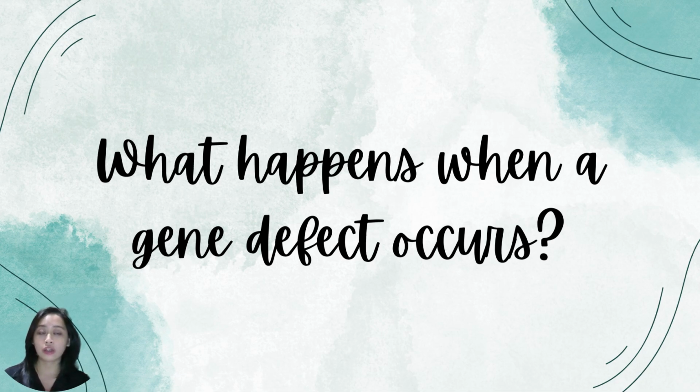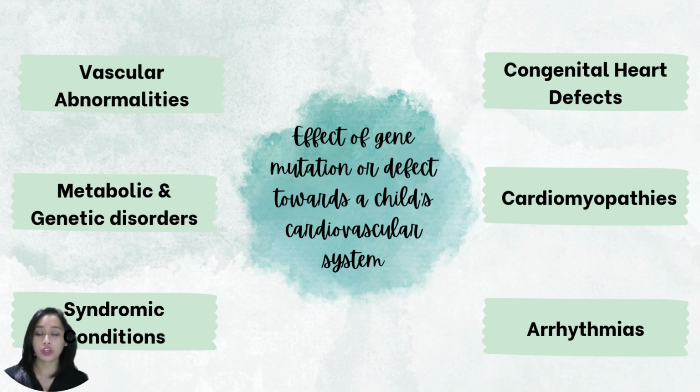We have already learned the components of a gene and the functions of a gene. So, what happens when a gene defect or gene mutation occurs? When a gene mutation or a gene defect occurs, it can affect the human's whole body. But I'm just going to focus on one part of the human body, which is the cardiovascular system. So, what is the effect of gene mutation or defect towards a child's cardiovascular system?